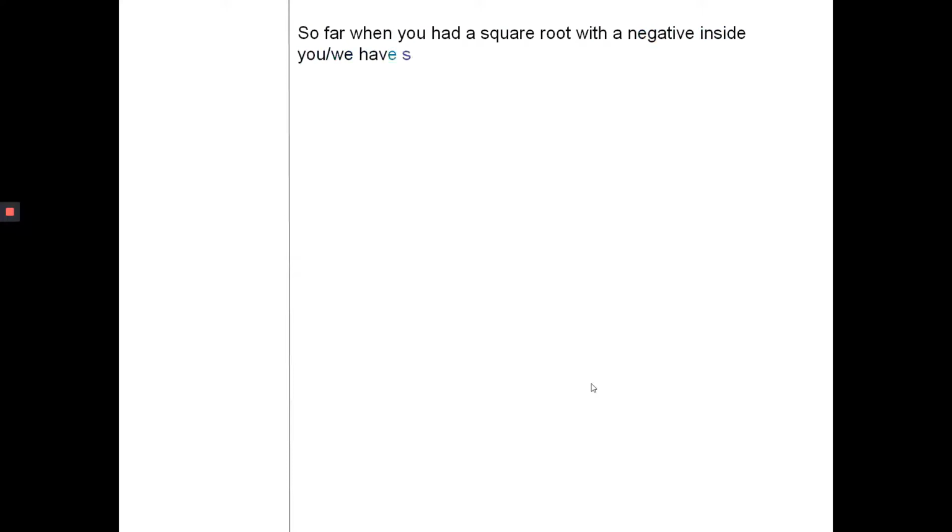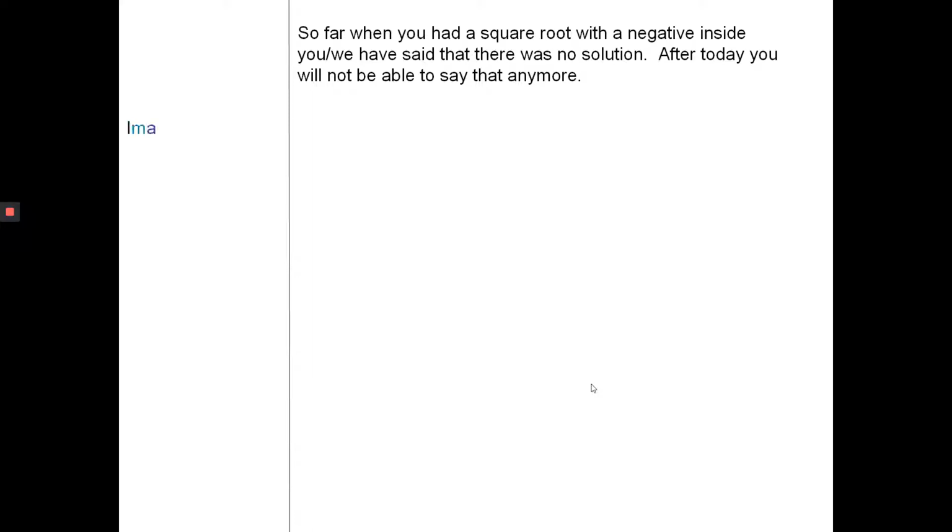So far, when you had a square root with a negative inside, we, the teachers, have said that there was no solution. And this is because we were operating on the real number system. After today, you won't be able to say that anymore because we are going to look at the imaginary number system and the complex number system.